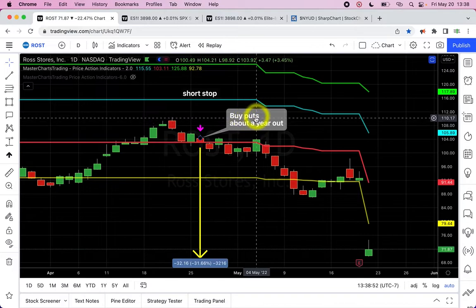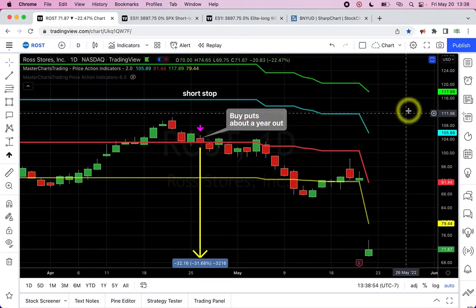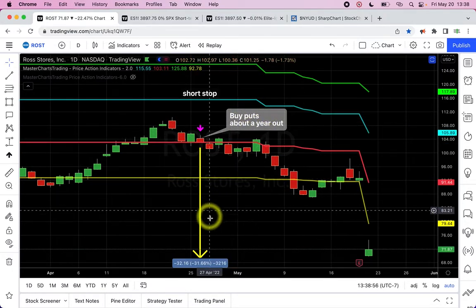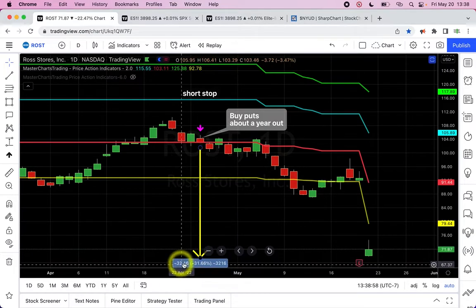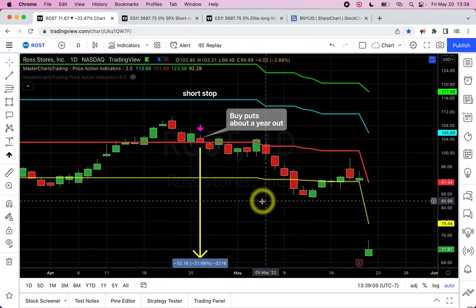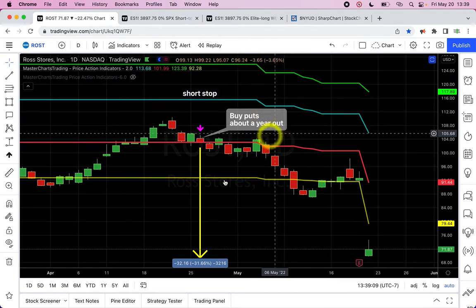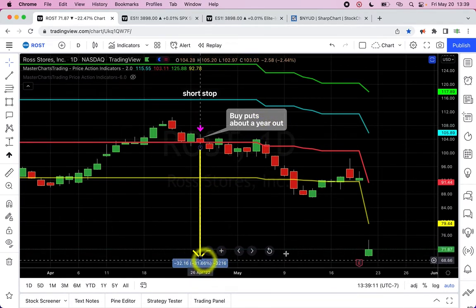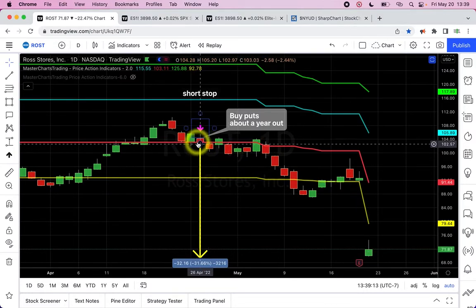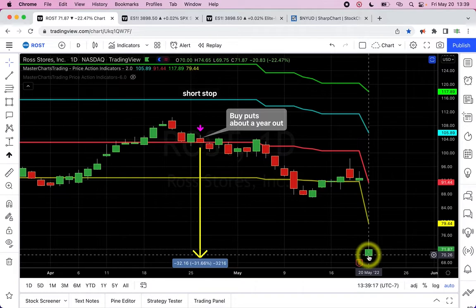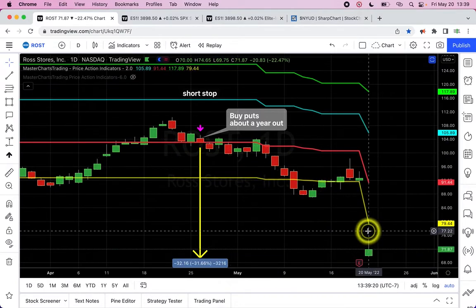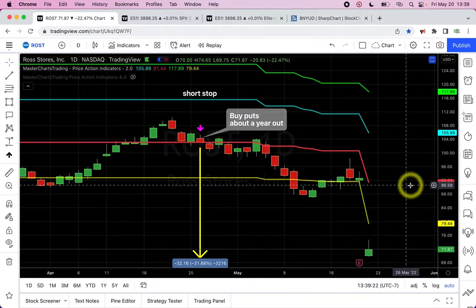So let's say we bought puts out 1 year, expiring 1 year from today. The drop from our entry is 32%. And once again, when you buy options, usually about a year out, they move 3 times as much as the stock. So we're looking at a 100% move from April 26th until 20th of May. That's about a month out, so 100%. I think it's pretty good, and see how easy it is.